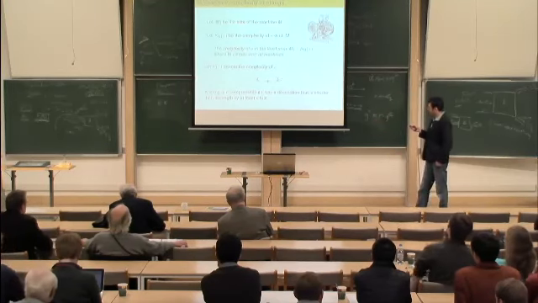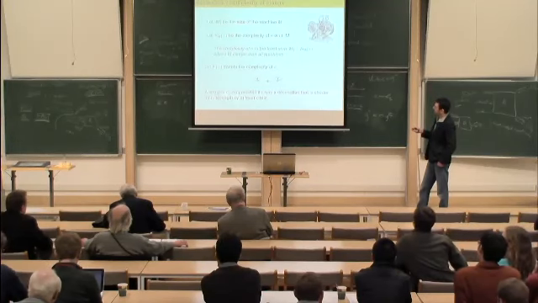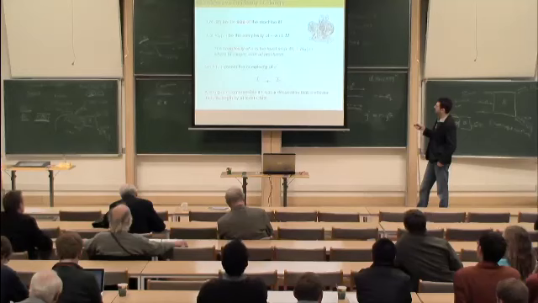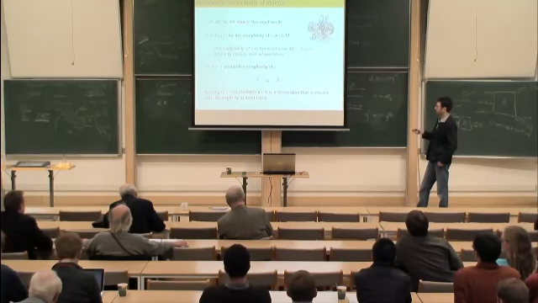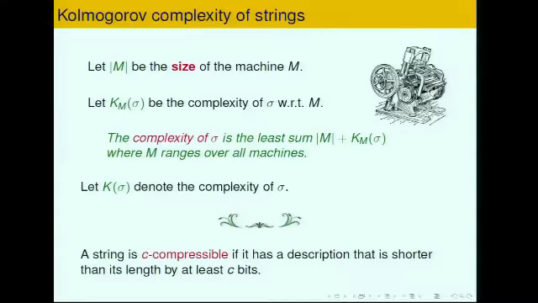Okay, so you can get rid of the dependency on the machine if you involve it in the definition. So the complexity of sigma is the least sum of the size of the machine plus the complexity of the string under the machine, where M ranges over, say, all Turing machines. Okay, that's one way to say it.